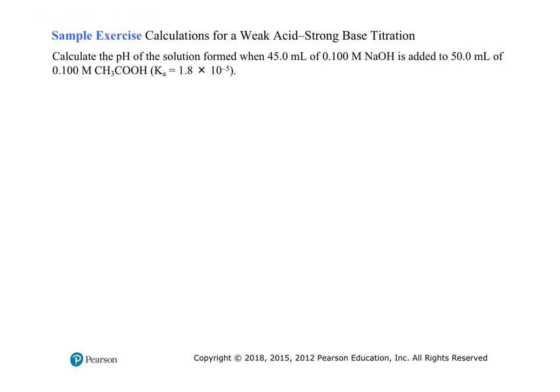Let's calculate the pH when I have added 45 milliliters of a 0.1 molar sodium hydroxide to 50 milliliters of a 0.1 molar acetic acid solution. So let's write the overall reaction first. I have acetic acid, C2H3O2, the H up front, reacts with sodium hydroxide, which is going to react with the hydroxide. That's going to form water and then acetate.